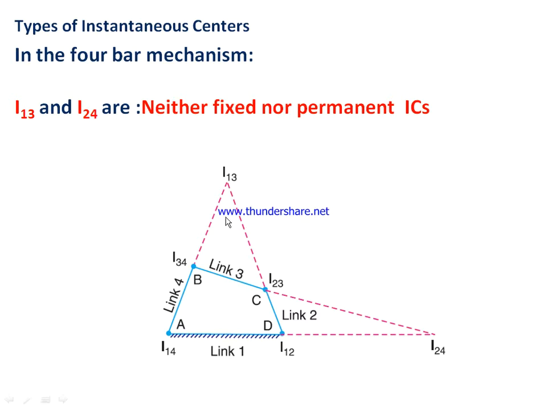Now how to locate the I13 and I24 instantaneous centers?